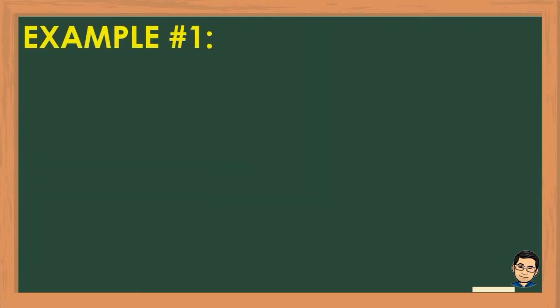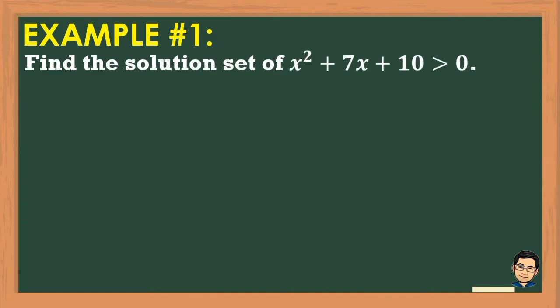Para mas maging familiar kayo dun sa intervals na sinasabi ko kanina, let's have example number 1. Find the solution set of x squared plus 7x plus 10 is greater than 0. Ang una po natin gagawin is, itatransform po natin yung inequality into quadratic equations, para makuha po yung roots.